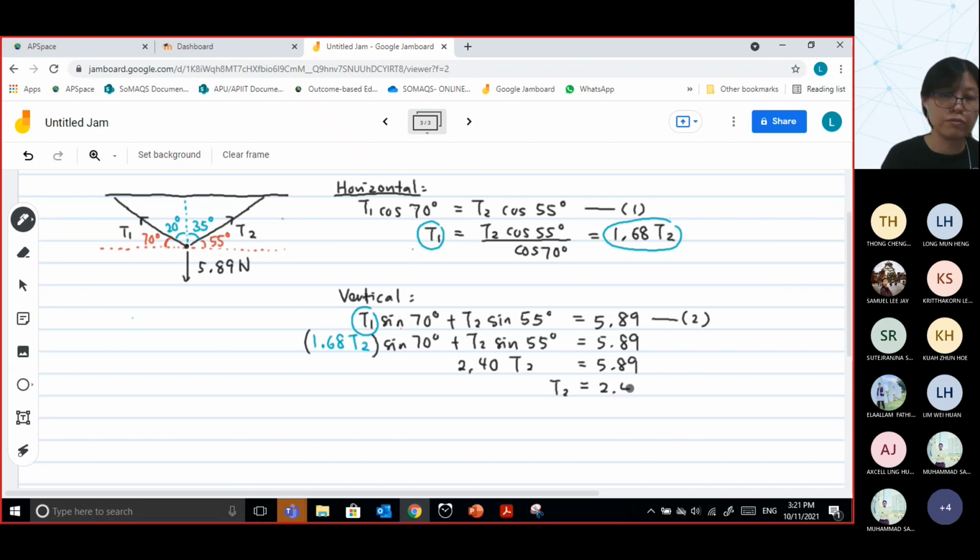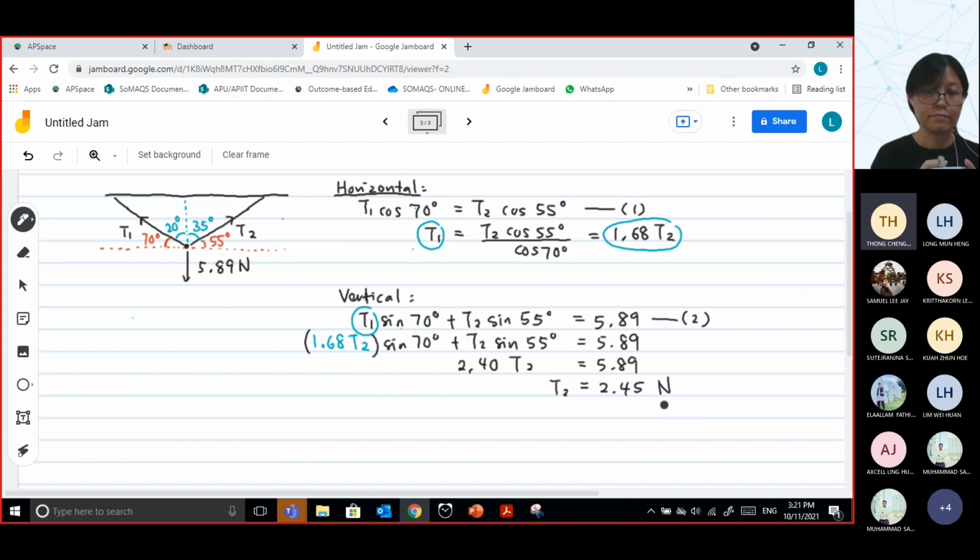So you can get your T2, which is 2.45 Newton. Okay, I need the students to help me to verify. Do you get the value about 2.45? It was slightly different if you're using different decimal places. Anyone to verify my answer?